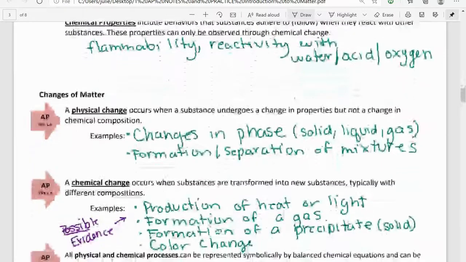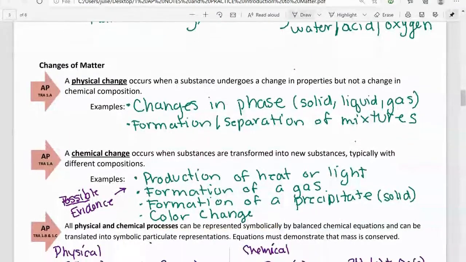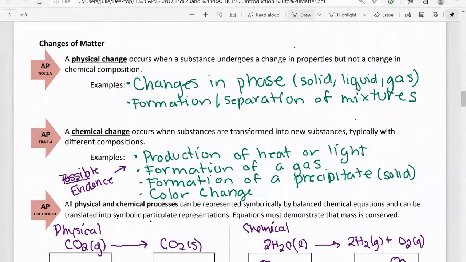Now, in this next little part, changes of matter, you're going to see these little red arrows, and this is just because I'm really focusing on how the AP has it in their curriculum guide. I'm highlighting them for you because this is something that you could definitely see explicitly tested later in the year.